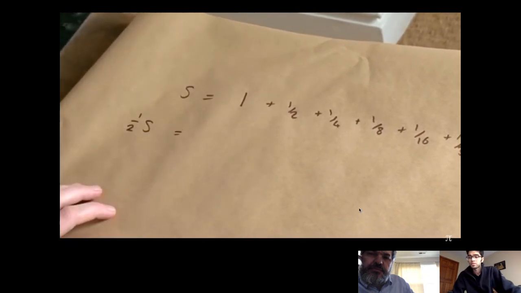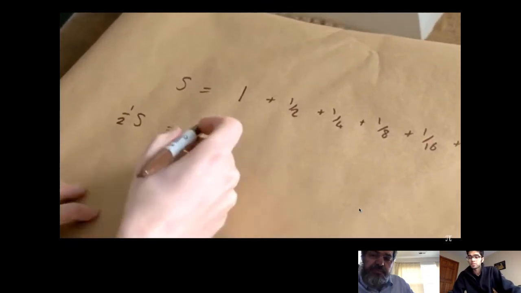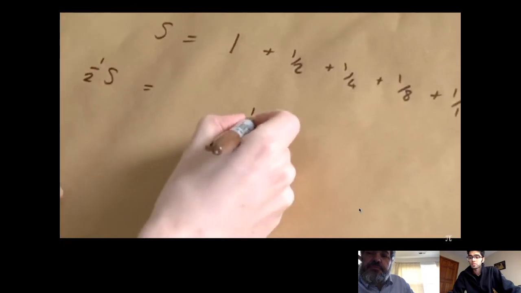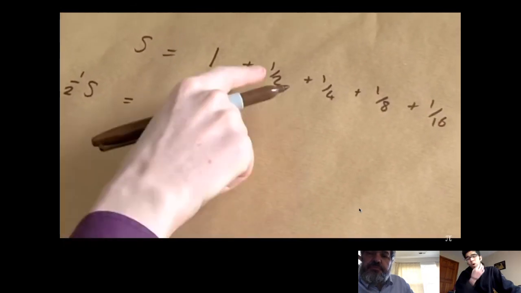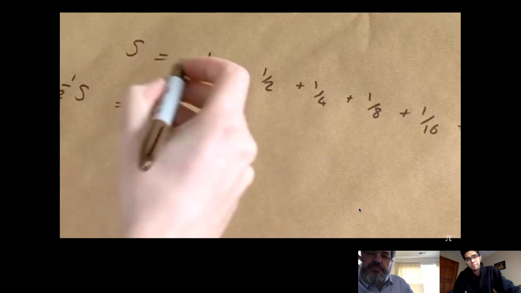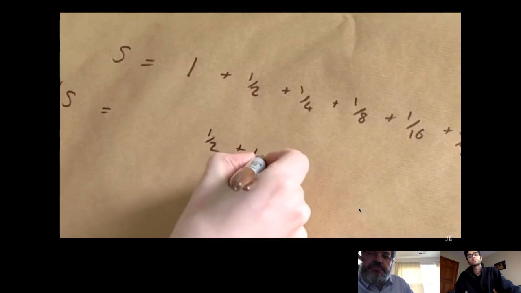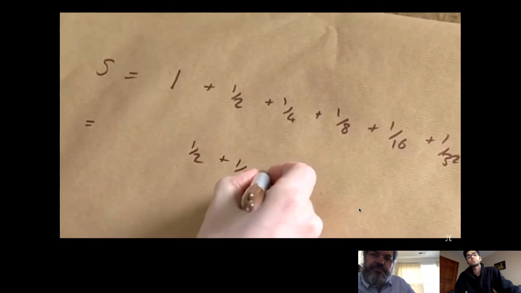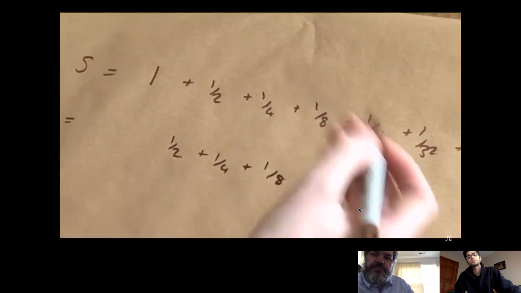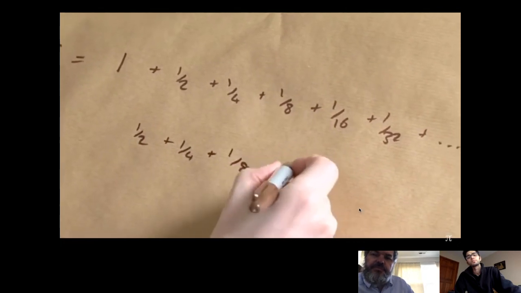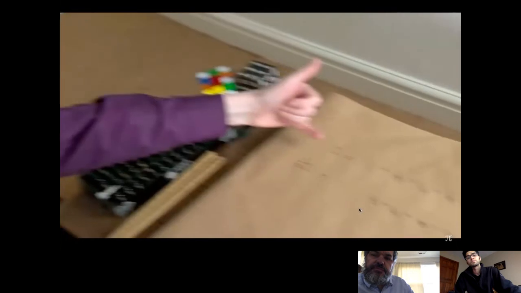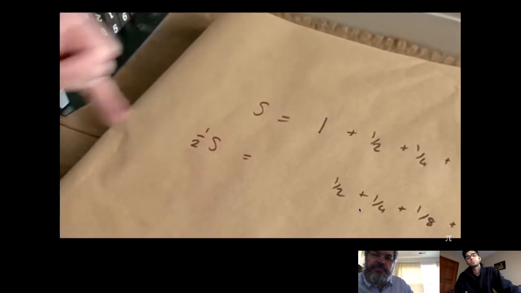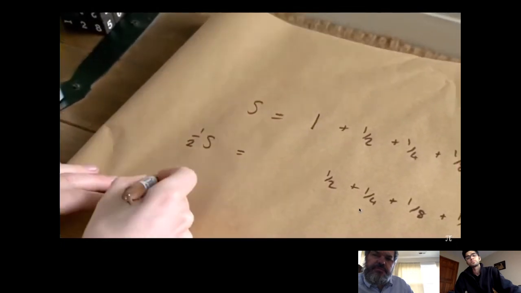So 1 multiplied by a half is a half. Actually, I'm just going to write that there. I'm going to leave a little gap. Now I'm going to multiply the half by a half, which gives me a quarter. And I'm doing it term by term. So a quarter times a half is an eighth. And an eighth by a half is a 16th. Now I'm going to subtract those two things. If I subtract, on the left, I get S minus a half S, which gives you a half S.